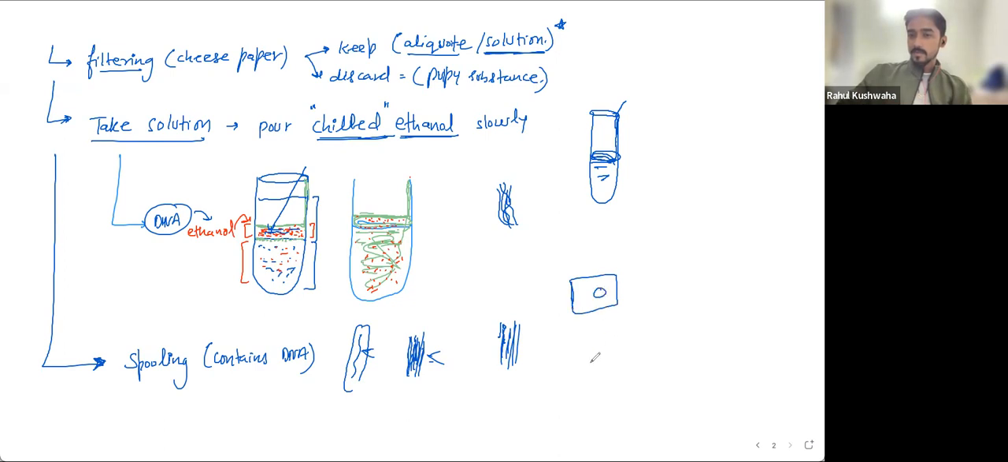Then inside the cell, there is a nucleus. Inside that nucleus, there are chromosomes. Those chromosomes are protein plus DNA bound on it. Then you remove all the protein, so you see one DNA.